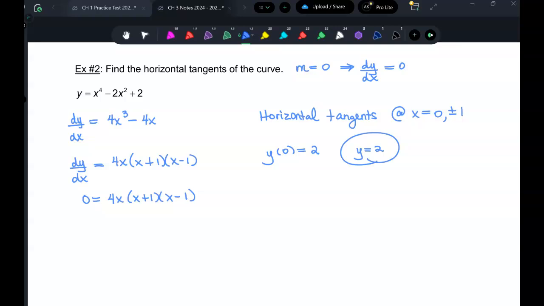Does it matter if I plug in positive or negative 1? No, because we're squaring and taking to the 4th power. So what happens when I plug that in? 1. Good. So y equals 1 and y equals 2. Those are the horizontal tangents. Sometimes I might ask you where they occur. Where they occur are always going to be x values. What the actual equations are will be the y values. Good?